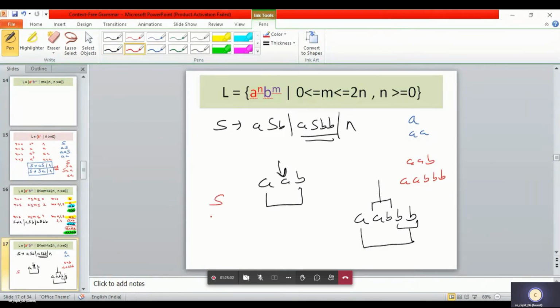From S, we'll get AS double B. We are generating this AS double B, and now for this S, we'll write ASB, and finally we'll put null.